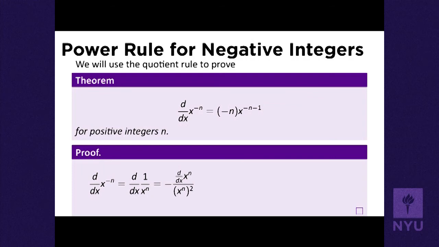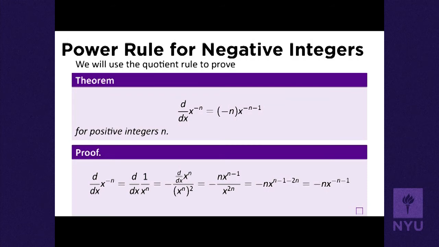Okay. If n is a positive whole number, then I can use my regular old power rule here. The derivative of x to the n is n times x to the n minus 1. The denominator is x to the n squared. That is x to the 2n. Pretty cool now because I've got my minus n as a factor, and my power of x is n minus 1 minus 2n. What is n minus 1 minus 2n? It's the same thing as minus n minus 1. So the derivative of x to the minus n is minus n, x to the minus n minus 1.